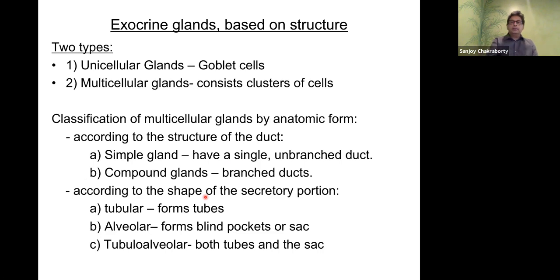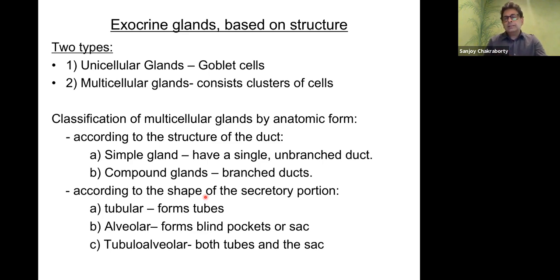Exocrine glands, on the other hand, we have to study a little bit more. What kind of study do you have to do? We have to just go and understand their classifications, like how many different types of exocrine glands there are. And we classify them multiple ways.